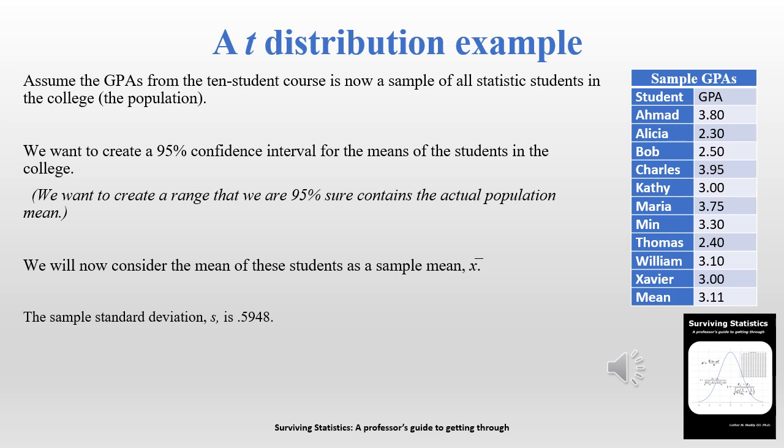So in this case, let's assume that the 10 students that we have, the GPAs from the stats class, are not a population anymore. Now they're a sample. They represent every statistics student in the college. What we want to do, just as we did with the z-score, is create a 95% confidence interval for the means of all the students in the college. And we'll use a sample mean to do that. We're going to use, in this case, the sample mean that we compute of these 10 students, which is 3.11. We're also going to use the sample standard deviation, which we've computed as 0.5948.